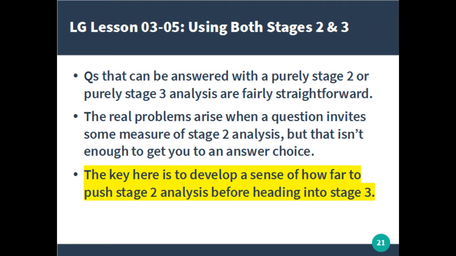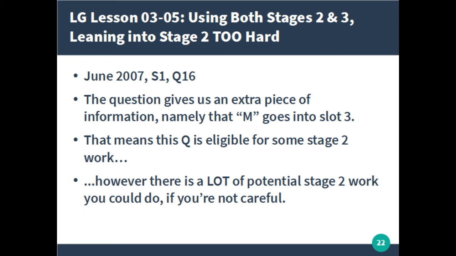So this is really the beginning of the core aspect of this lesson, which is again, when do you stop stage 2 to head into stage 3? To demonstrate the pitfalls of pushing too hard in stage 2 versus leaning just hard enough into stage 2, we're going to be going back to the game that we were working on in lesson 2. And that is again the June 2007 exam, section 1, questions 11 through 17. In particular, we'll be looking at question 16, as I think it's a good place to demonstrate when stage 2 can get out of hand and how to stop it from getting out of hand.